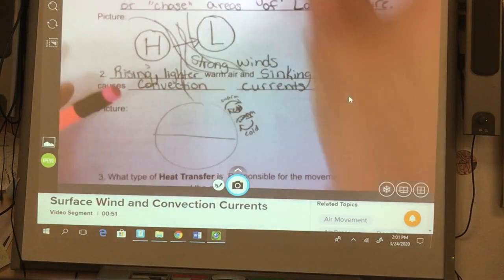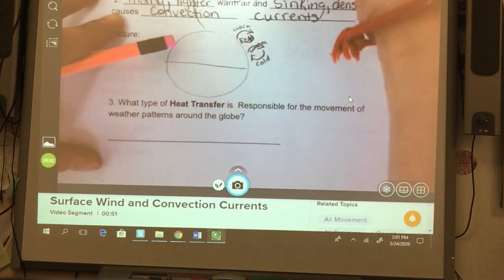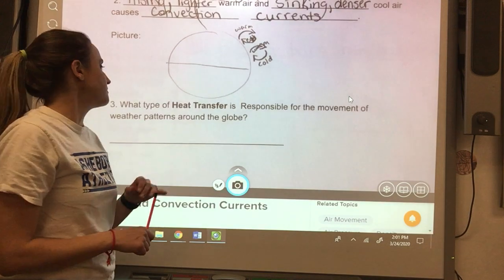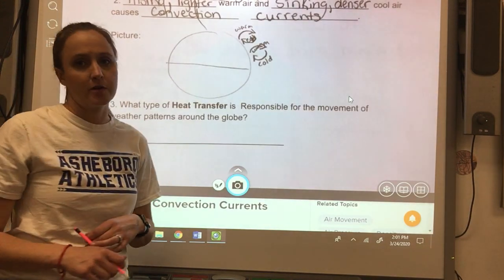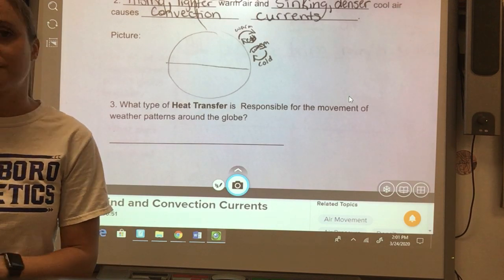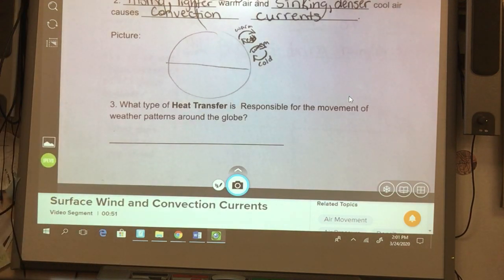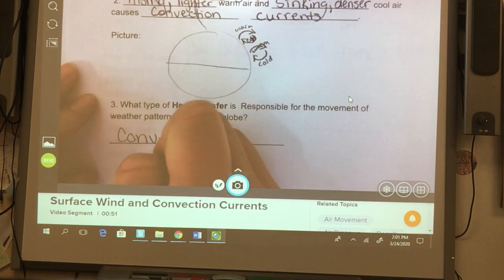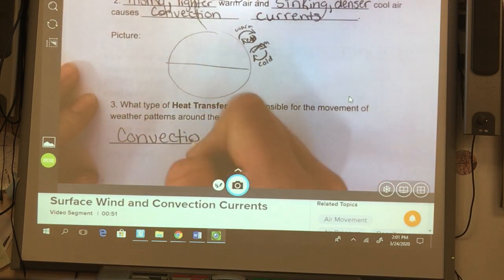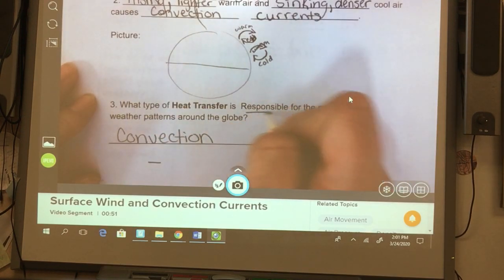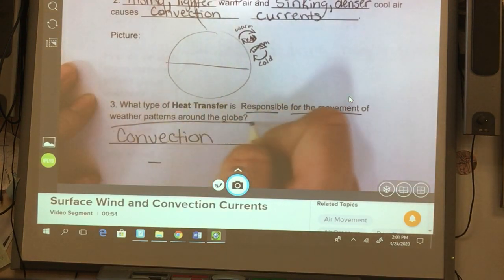Okay, so after watching that, I want you to go ahead and try to answer this question on your own. What type of heat transfer is responsible for the movement of weather patterns around the globe? You should have written down convection. Convection is responsible for the movement of weather patterns around the globe.